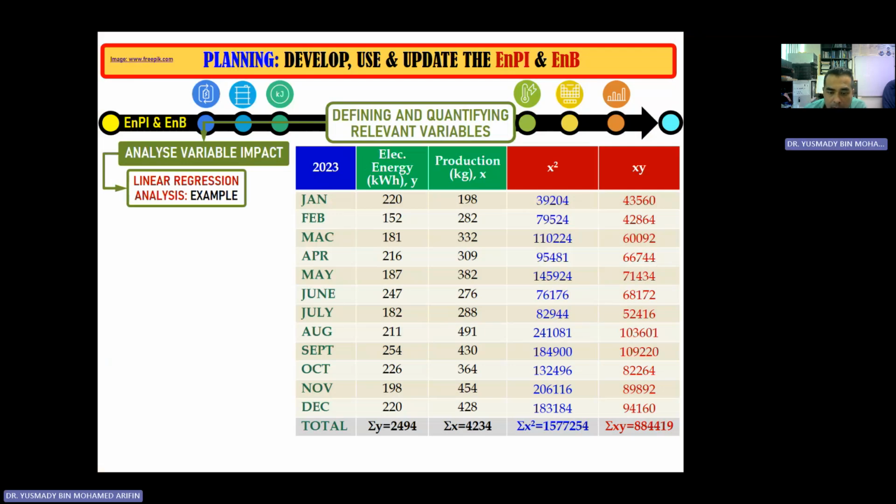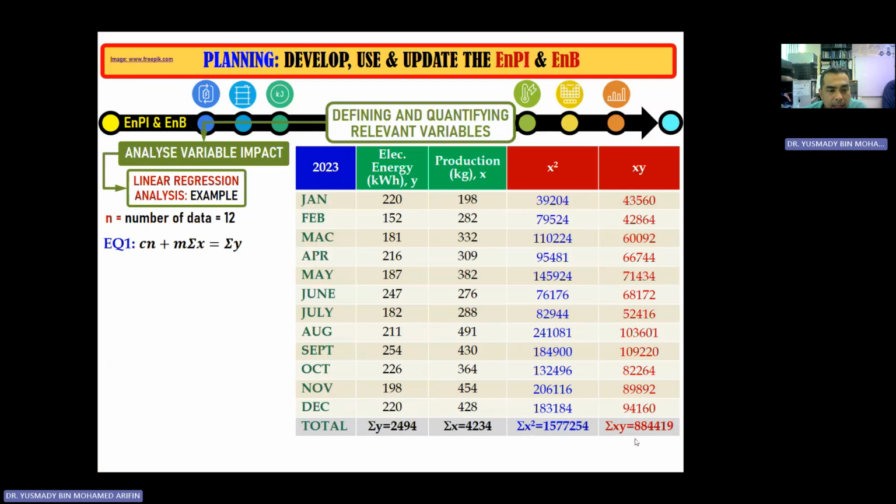Okay, so from all this data, sigma Y refers to the summation of Y, sigma X the summation of X data, sigma X squared the summation of X squared data, and sigma XY the summation of XY data. So we will use all this data, substituting into equation number 1 and also equation number 2. The number of data refers to the table. We have 12 data, from the January data until the December data.